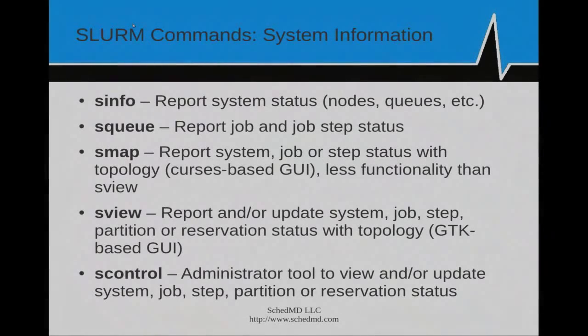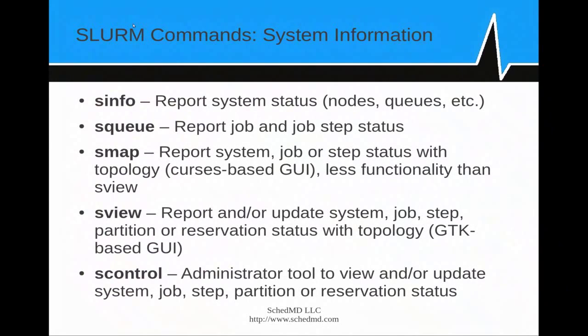So here's a list of some of the Slurm commands involved in reporting state information. sinfo is the command that reports the status of your nodes and queues. squeue reports the status of your jobs and job steps. smap reports the same sort of information as sinfo and squeue, but it uses a curses-based graphical user interface, and it shows the topology of your system.